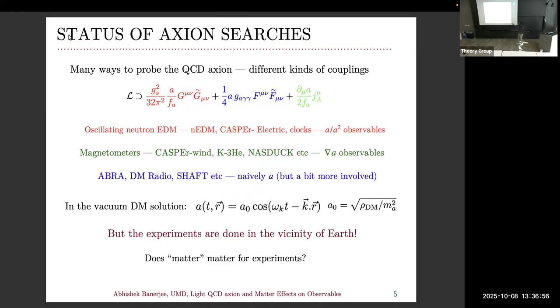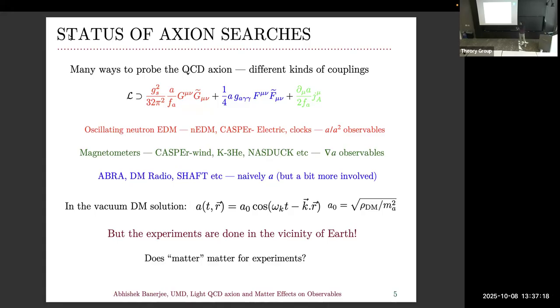Okay, so this really gives you something called an oscillating neutron EDM. That's why we invented it, to solve the neutron-helium problem. And you can look for it through some experiments called nEDM, CASPEr-Electric. And you can also look for this particular coupling, a over f, G G tilde, through clocks. And if that's news to you, I would be happy to explain why.